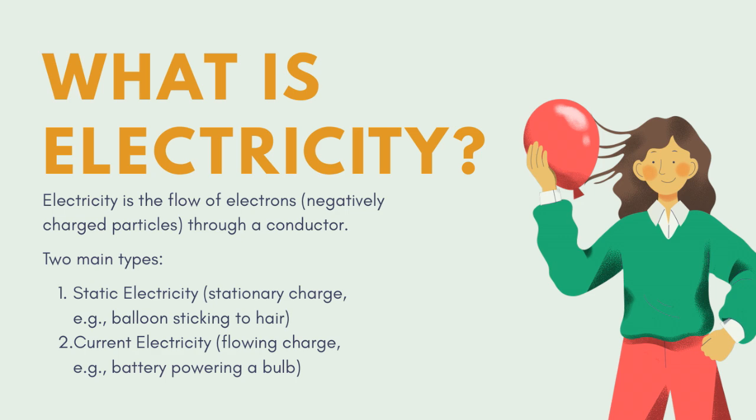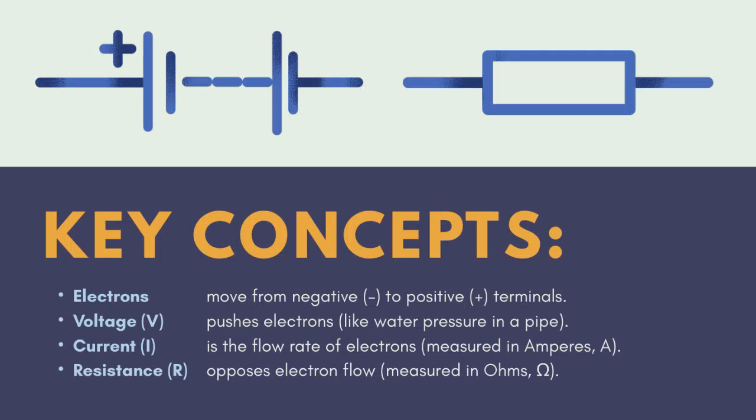The key idea here is that electricity is essentially the flow of electrons, which are negatively charged particles. These electrons move through conductors, like wires, allowing us to power everything from lights to computers. Understanding these two types helps us see how electricity works in different situations, whether it's static shocks or the electricity running through your devices. Overall, electricity is all about the movement of tiny particles that make many of our daily technologies possible. Let's start by understanding electrons.